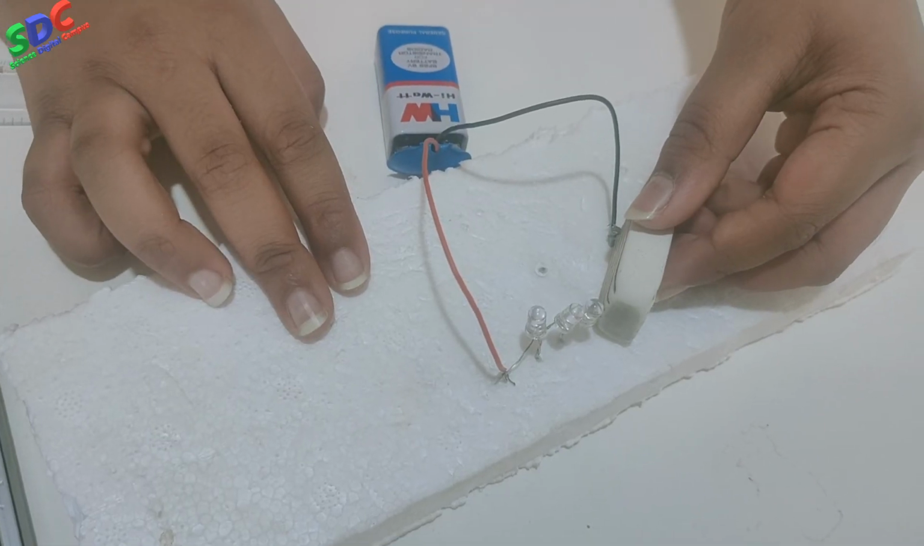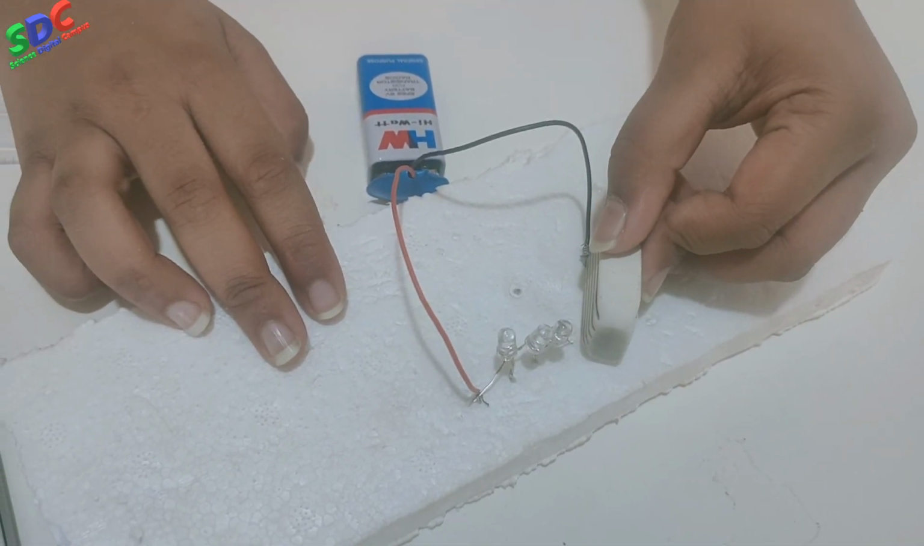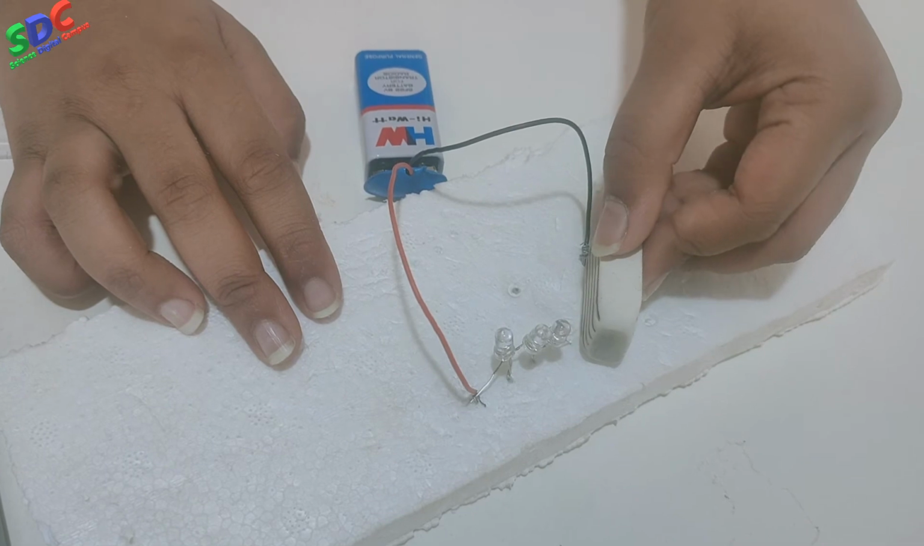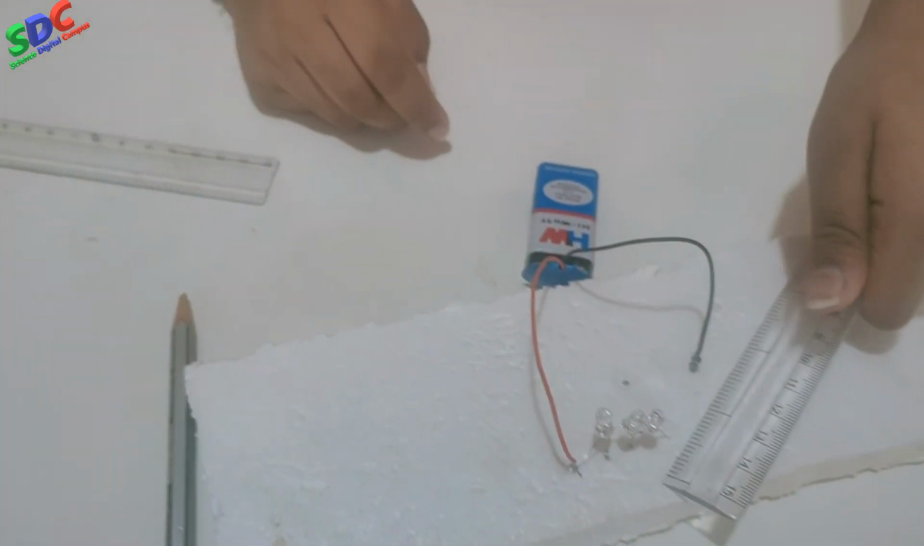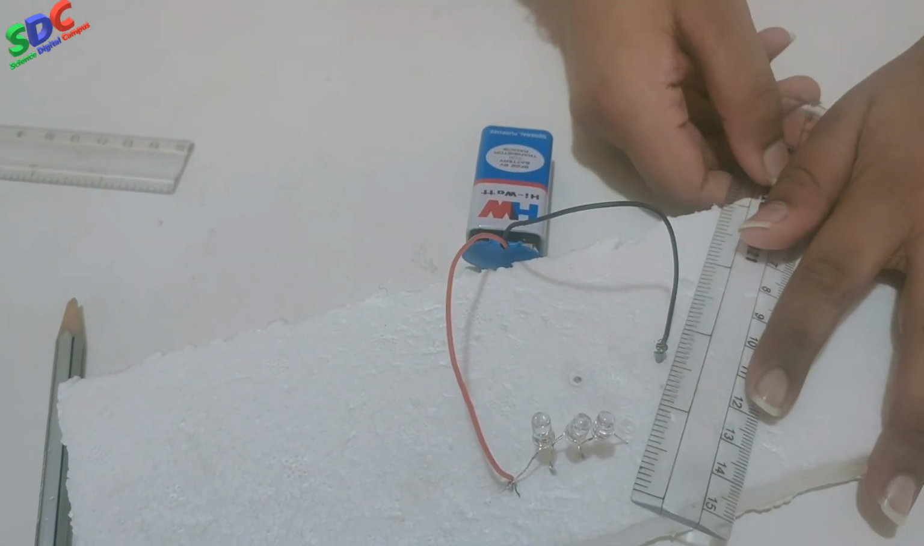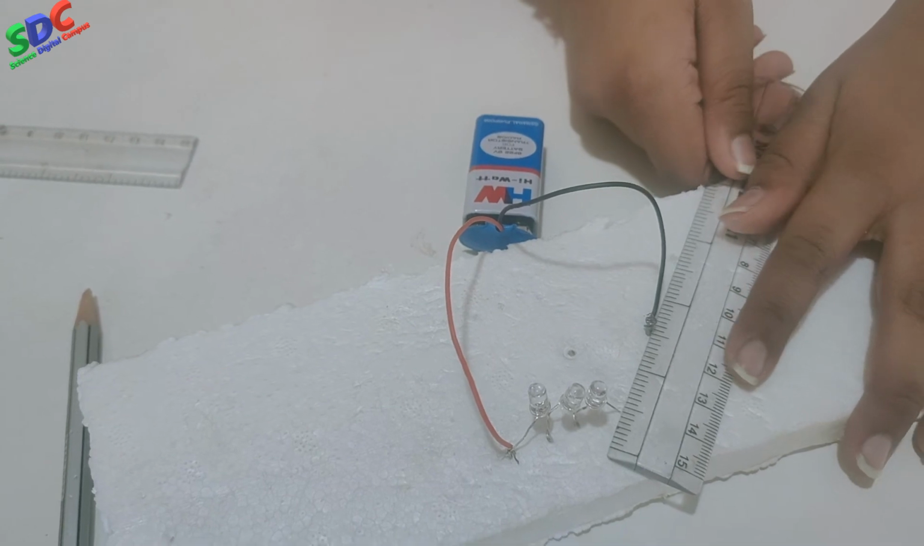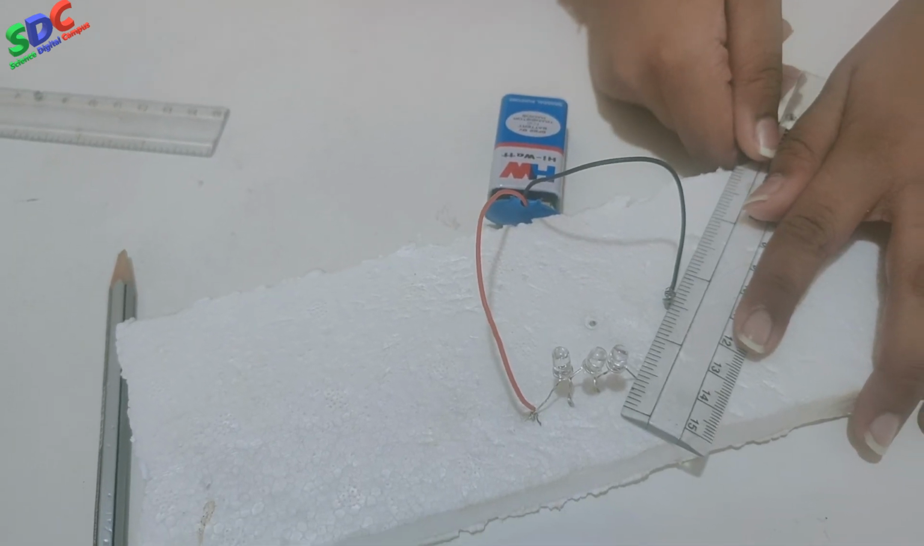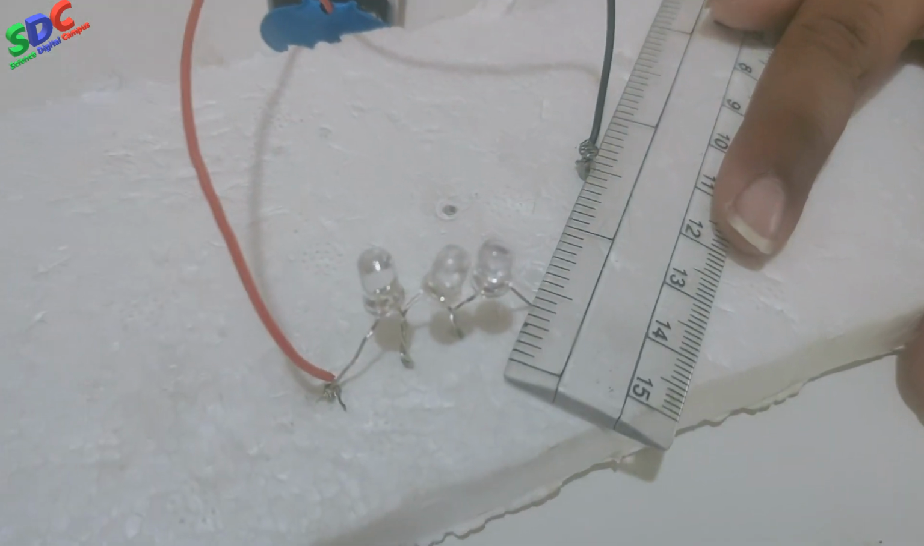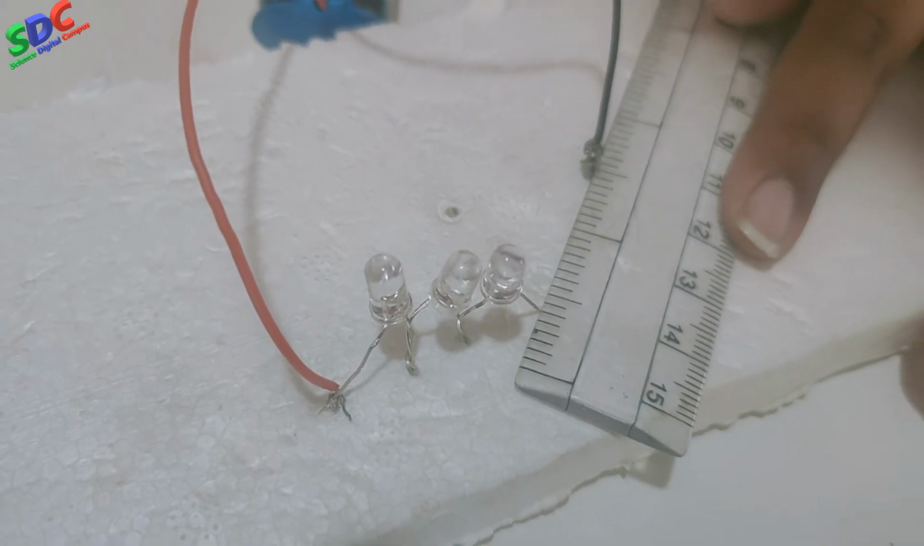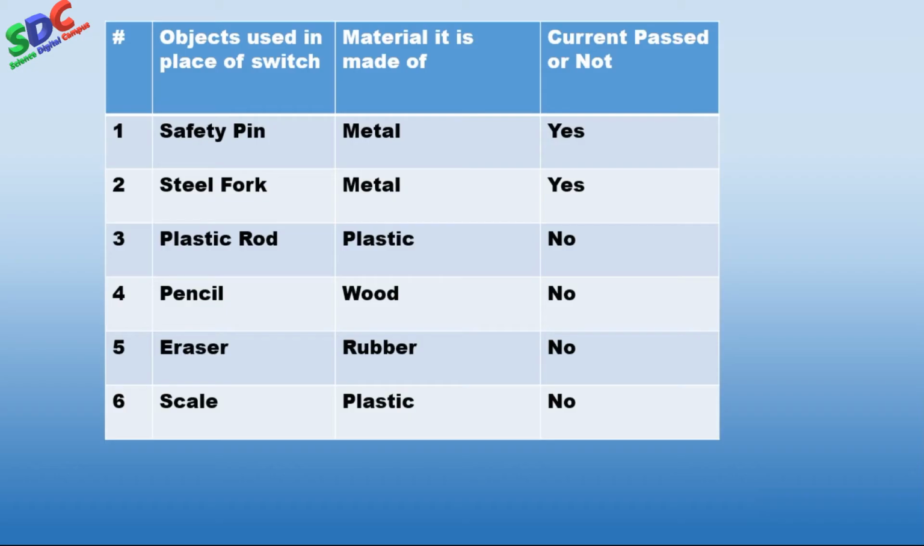And now we are going to use an eraser. In this condition, the light is not glowing. And now we are going to use a scale and see whether the light is glowing or not. In this condition also, the light is not glowing. Now we note down the material of each part we used. By seeing the above table, we can understand that only metals are allowing current to pass through them.